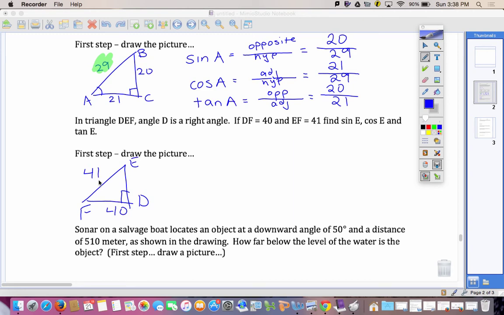But what I don't know is what ED is. So I need to use the Pythagorean theorem, which says that I have a leg, ED squared, plus my DF squared, or 40 squared, will equal 41 squared. It's that A squared plus B squared equals C squared, but we need to solve for this unknown leg. So go ahead and do that. That needs to be your first step.